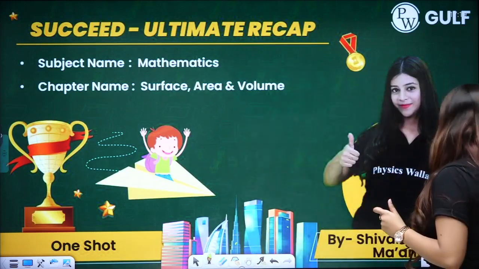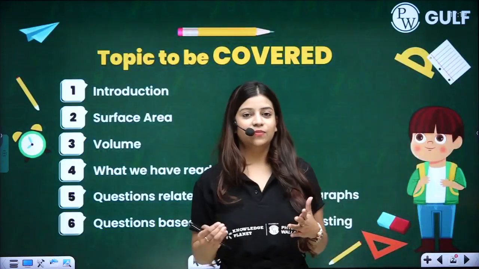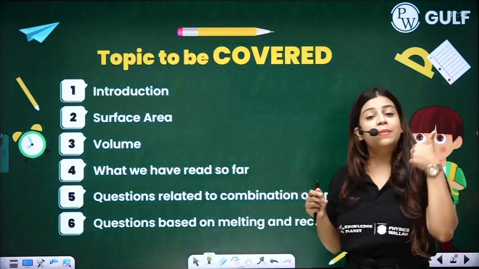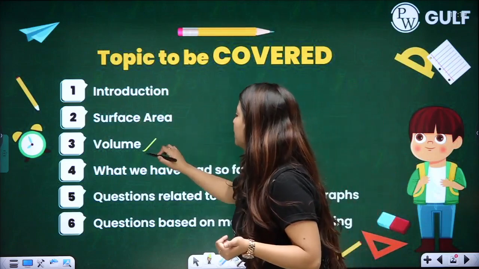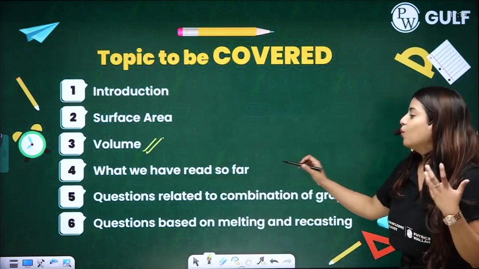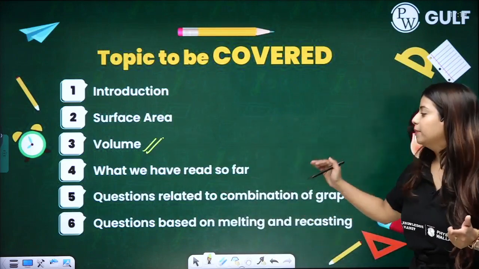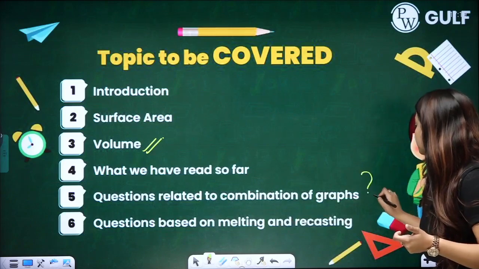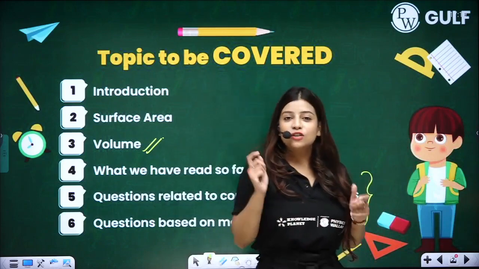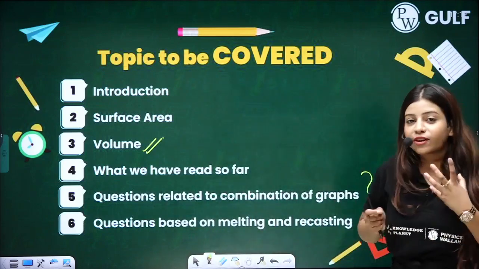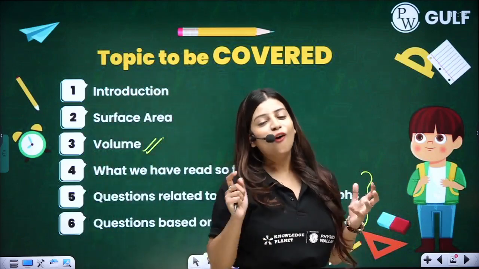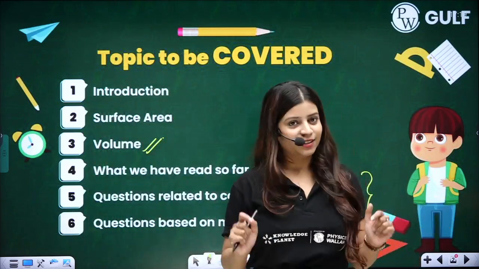So the very first thing that we have is our table of contents today. We are going to learn, students, the introduction to the chapter, about surface area. Then we are going to learn what volume is. After that, we are going to learn what we have read so far in this particular chapter, along with questions related to the combination of figures and questions based on melting and recasting. So all these are concepts that are different from your book, but of course are very important as well. So we are going to do all these concepts in this ultimate recap.